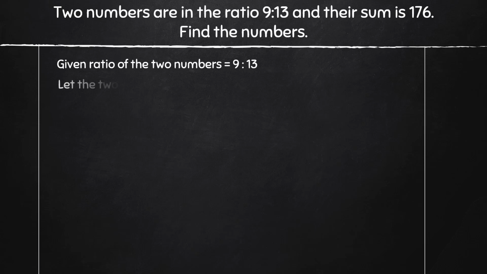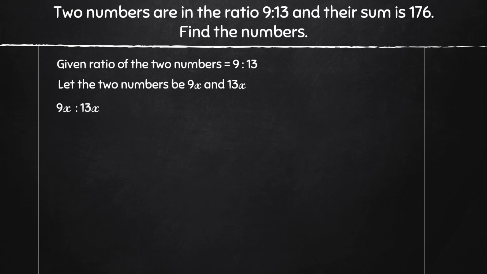So let us assume the numbers to be x. So we need to multiply this unknown variable with the ratio. So what happens to a ratio? It becomes 9x is to 13x.